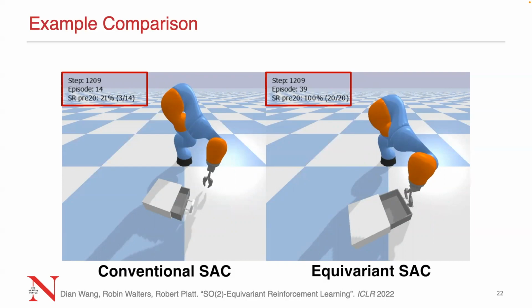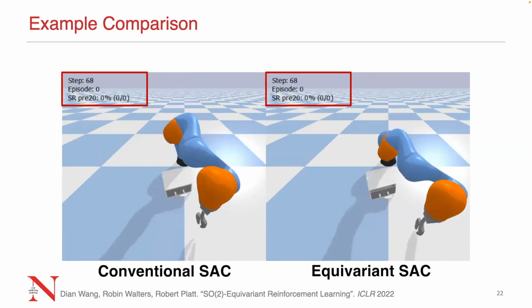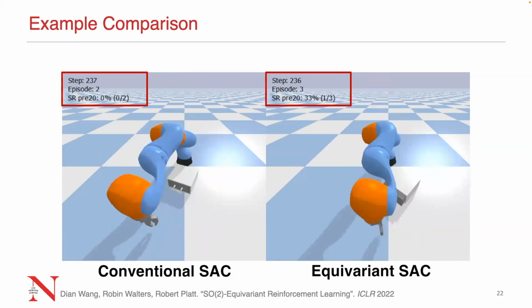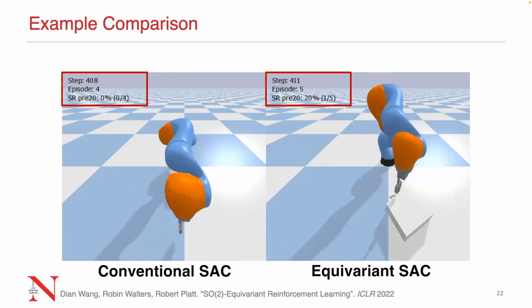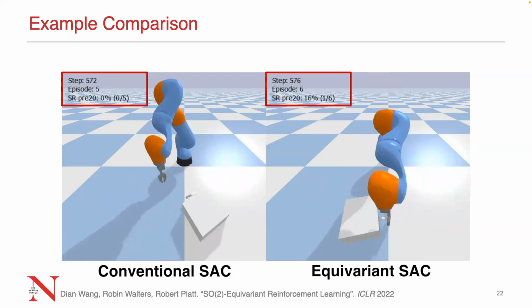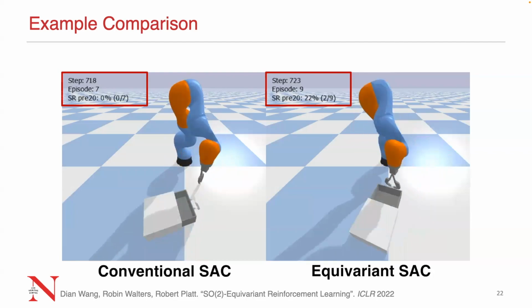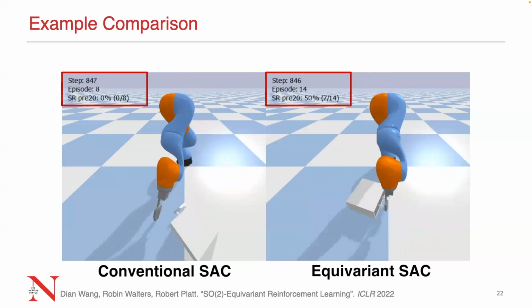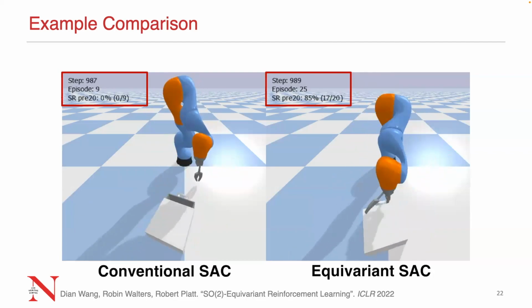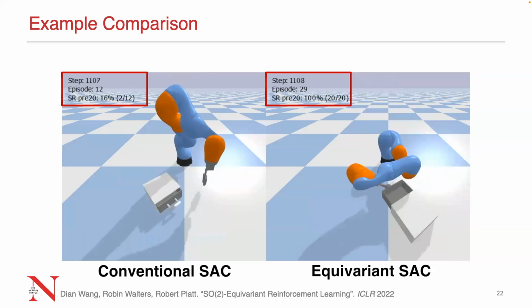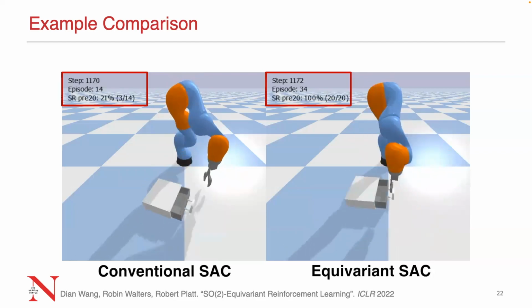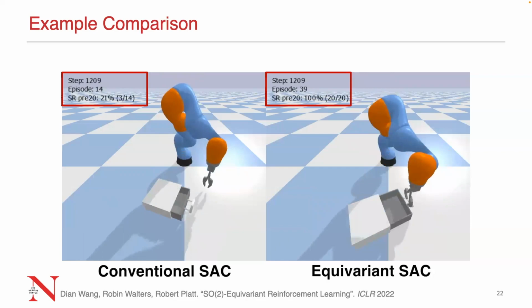Yeah. That's because we can see that every time we initialize the state, the drawer might be located in different locations, right? So the equivariant policy can automatically generalize to all of the rotated drawers. But for the standard stack algorithm, we need to learn how to solve the task in different orientations one by one. So that's why we have such dramatic improvements.